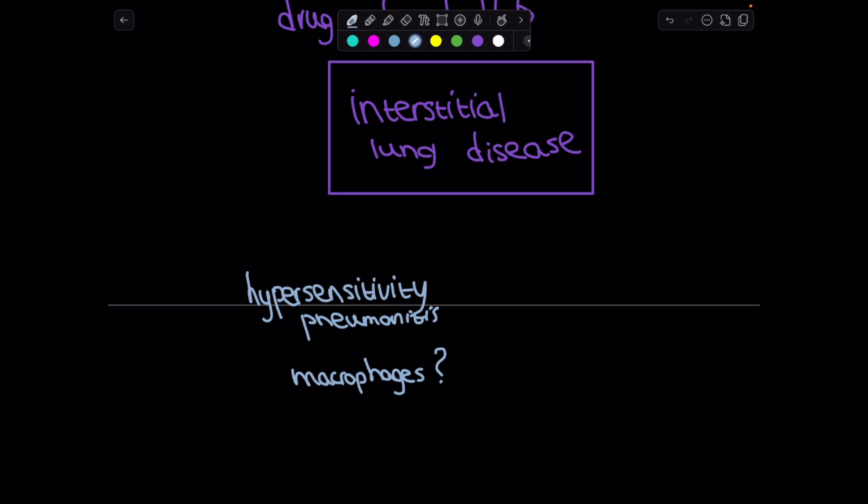Huh? Close, but it's lymphocytes and multinucleated giant cells. Macrophages fuse to form them. 3. What CT pattern is typical for idiopathic pulmonary fibrosis?